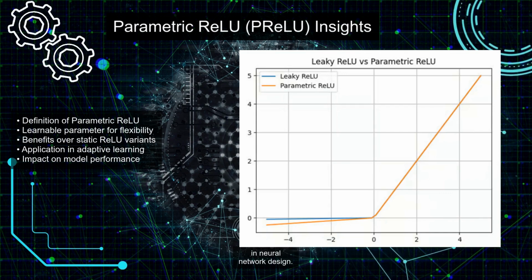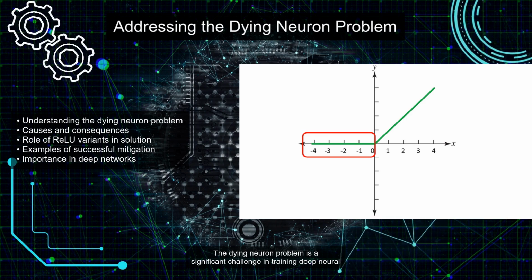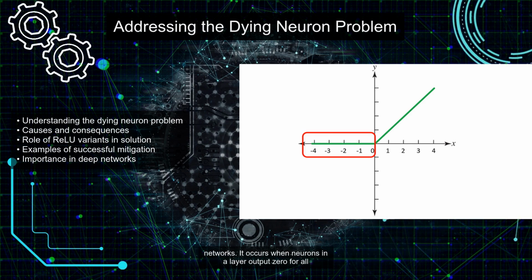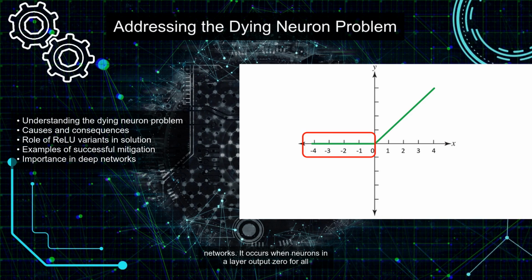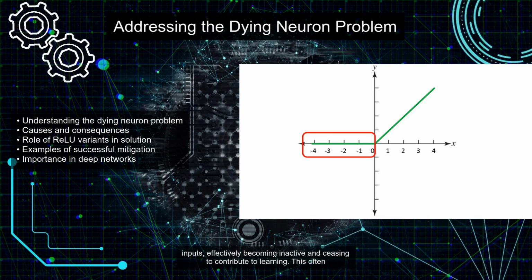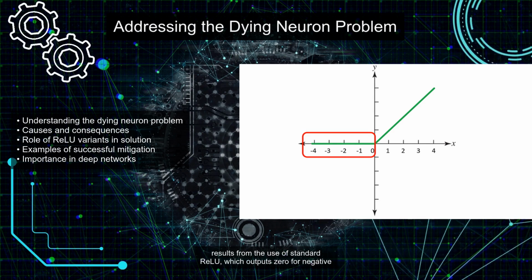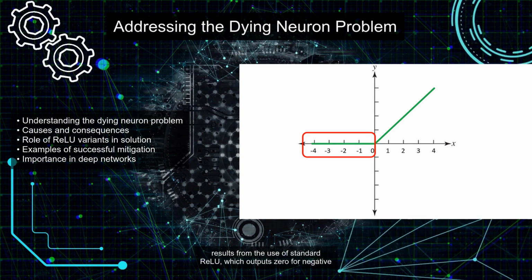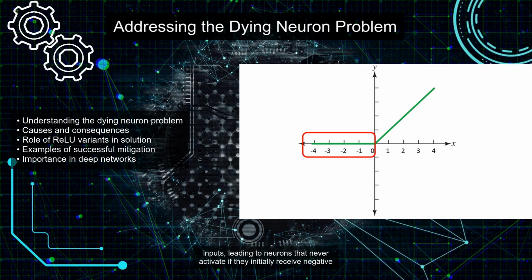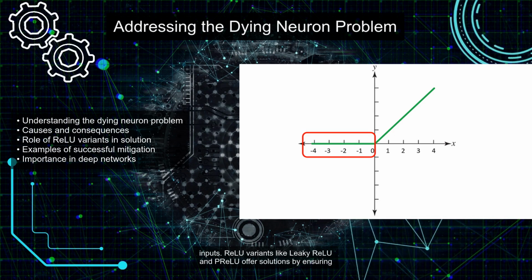The dying neuron problem is a significant challenge in training deep neural networks. It occurs when neurons in a layer output 0 for all inputs, effectively becoming inactive and ceasing to contribute to learning. This often results from the use of standard ReLU, which outputs 0 for negative inputs, leading to neurons that never activate if they initially receive negative inputs.